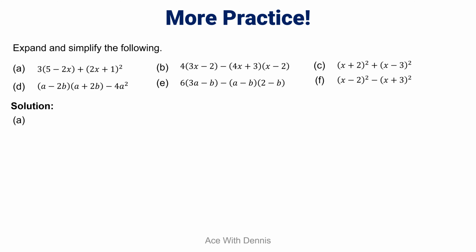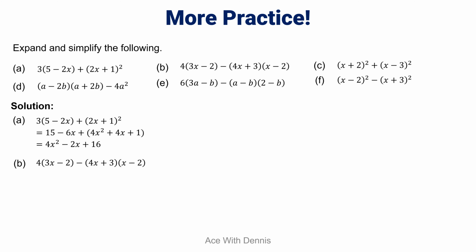Alright, here is the solution. For A, 3 times 5 minus 2x plus 2x plus 1 square. When we expand, we'll have 15 minus 6x plus 4x square plus 4x plus 1. And the result will be 4x squared minus 2x plus 16.